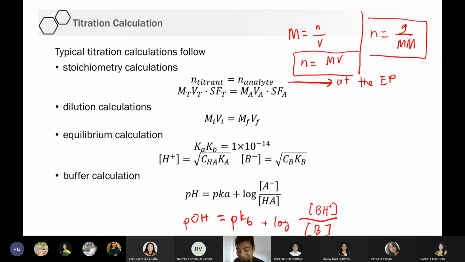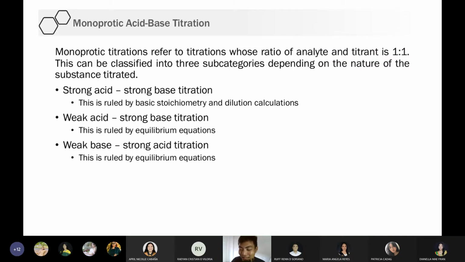Pero kaya 'yan, okay. So kaya 'yan, guys. Okay. So now, let's proceed with the first type of acid-base titration. Start na tayo agad sa calculation. Agad-agad. We have the monoprotic acid-base titration.